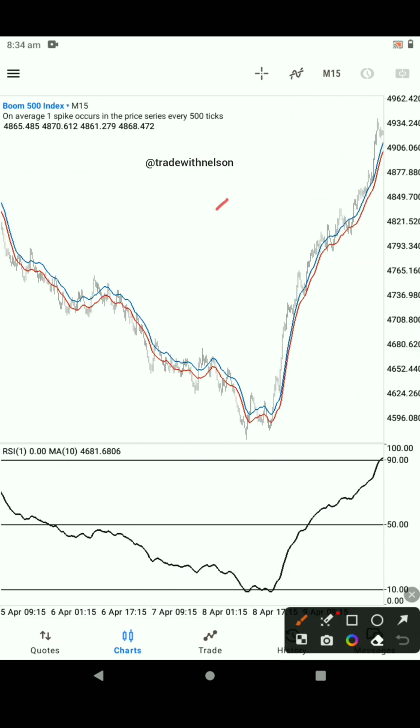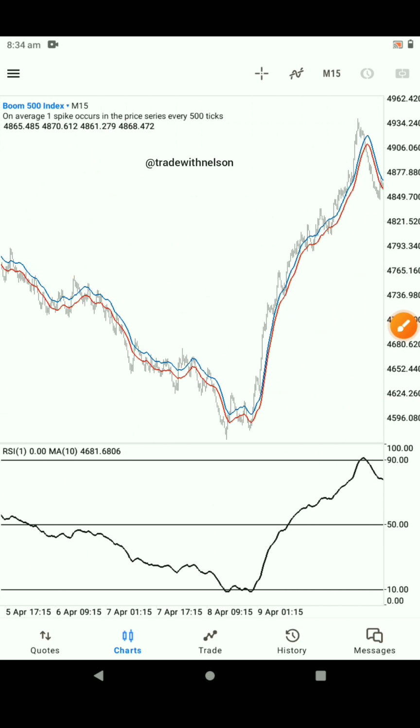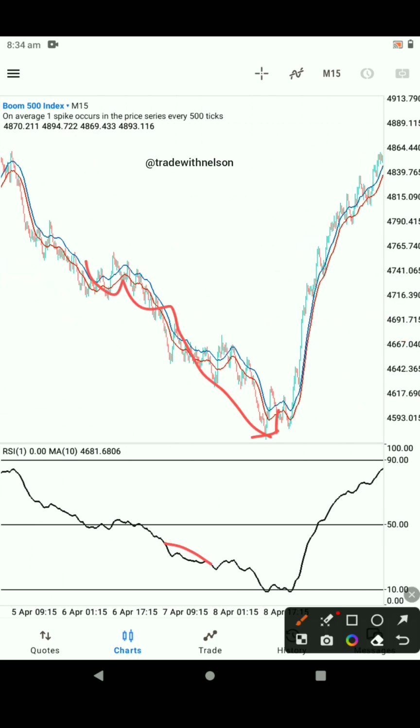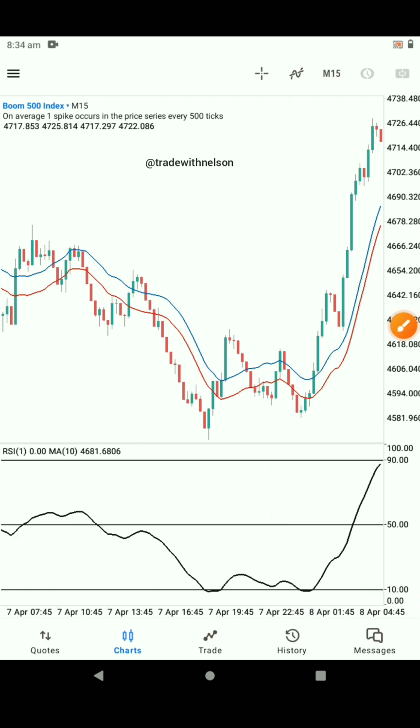So this is Boom 500. So it is the same logic over and over again. Here you don't care about the spikes, you only trade what you see. So we can see how the market has been falling for a while, dropping to the downside, pushes the moving average into the 10 level. So once you have that, then you zoom in.